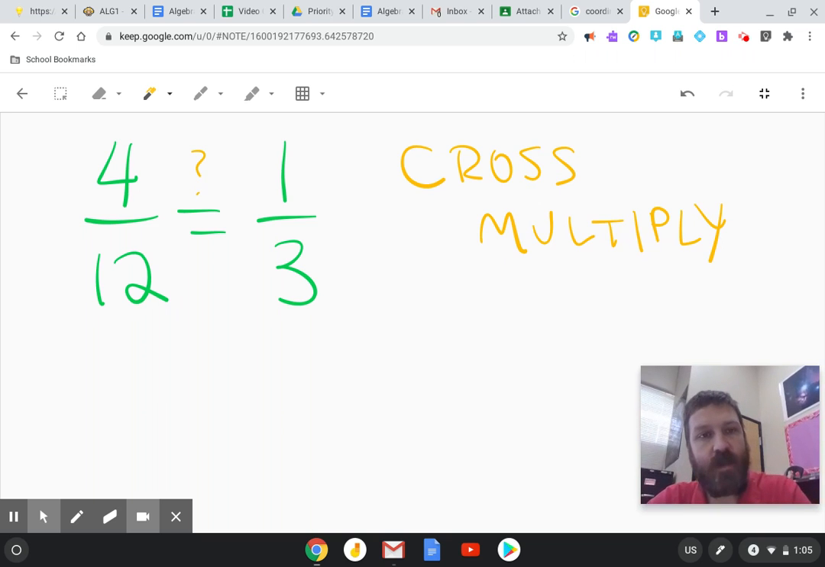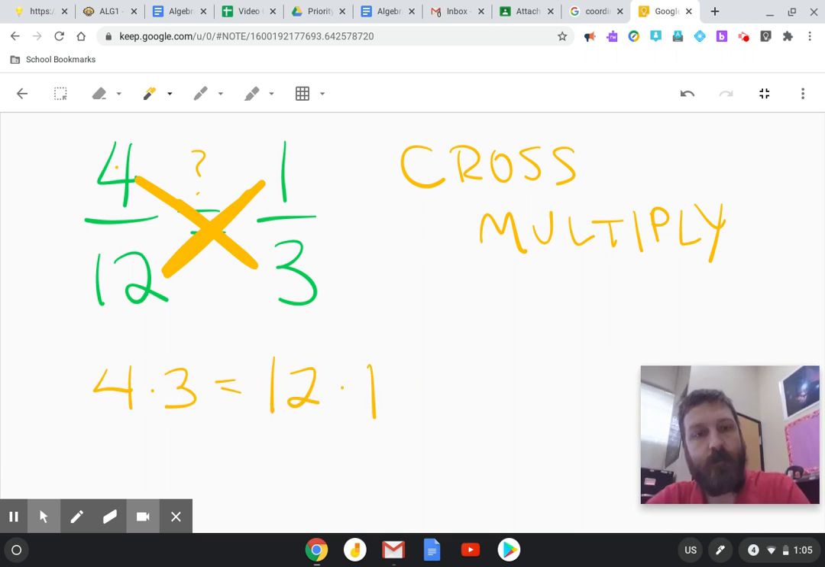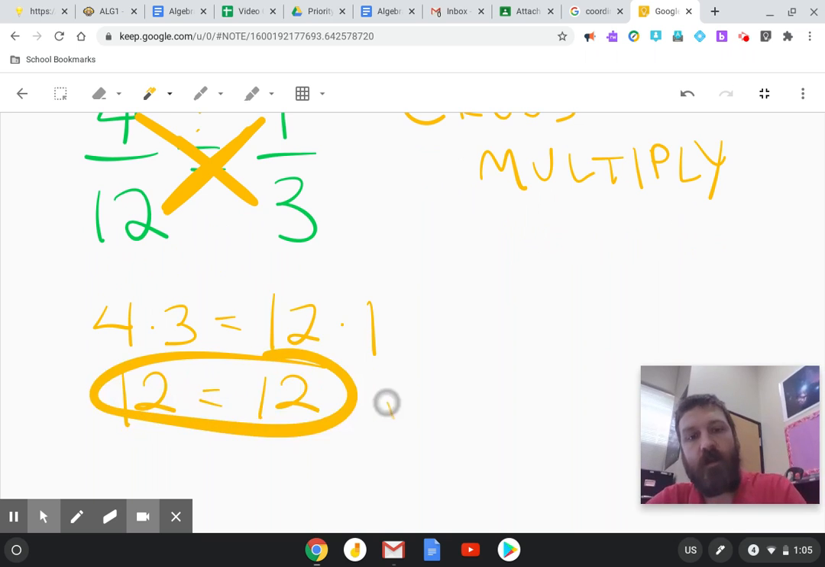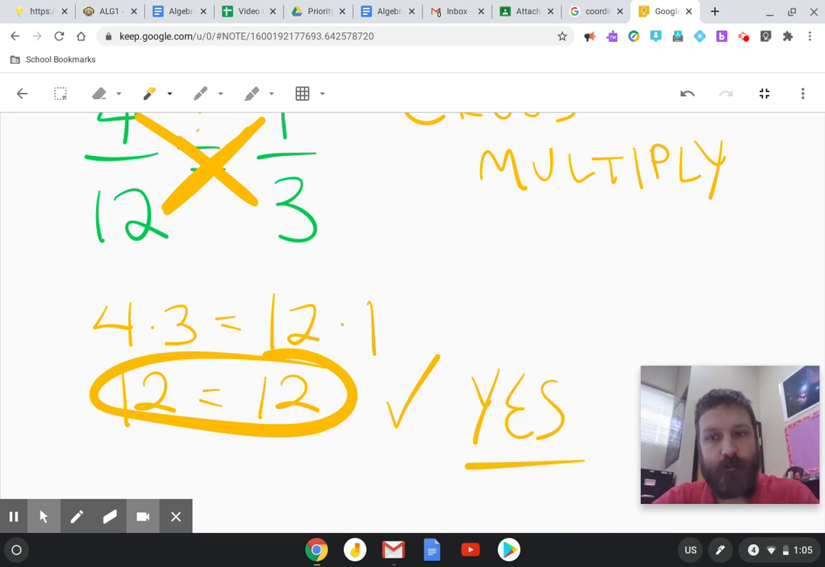Cross multiply means to take things that are diagonal from each other, like this, and multiply them and see if the answer you get is the same. So 4 times 3 would need to equal 12 times 1. And so we can see that 4 times 3 is 12, and 12 times 1 is 12. And so then the answer would be yes, they are equivalent.